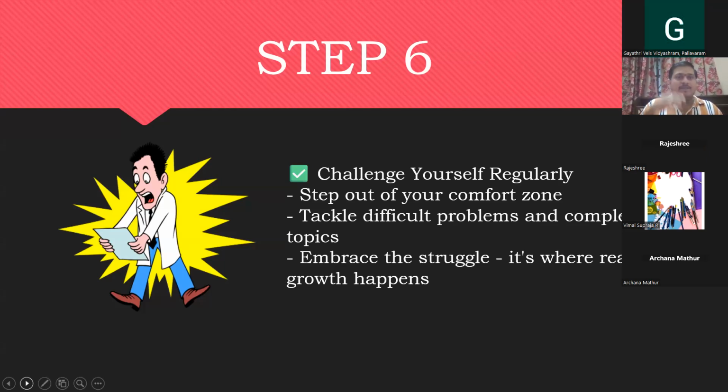If CBSE says the exam starts on the 15th, but it is starting from the first, that is also a surprise. So they should be ready for that. Am I right? Yes. Isn't it?